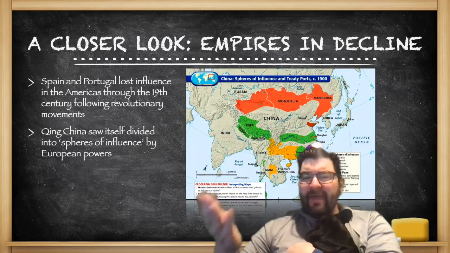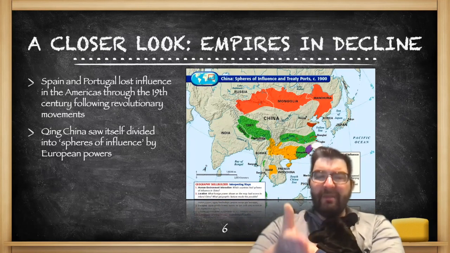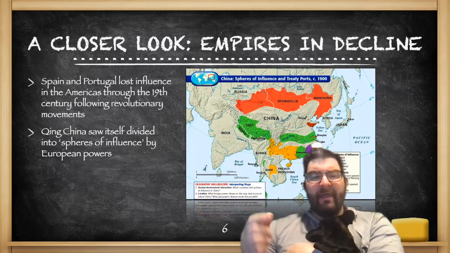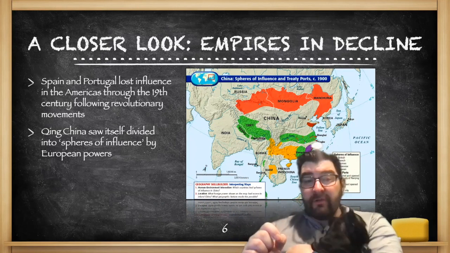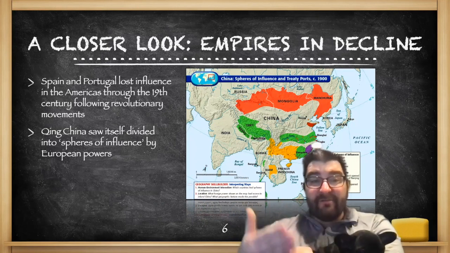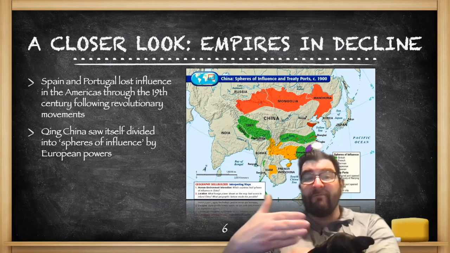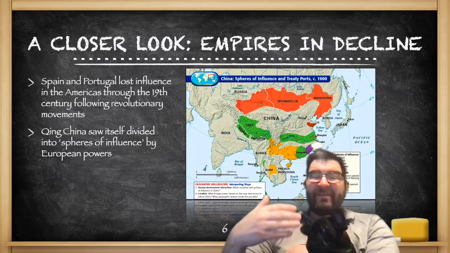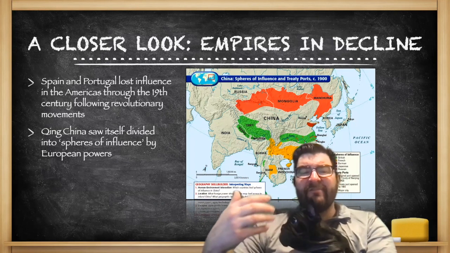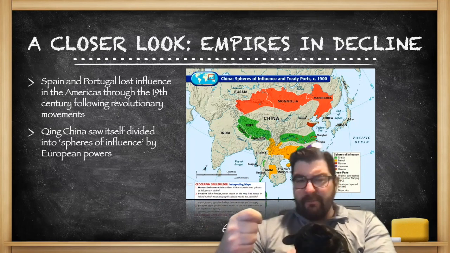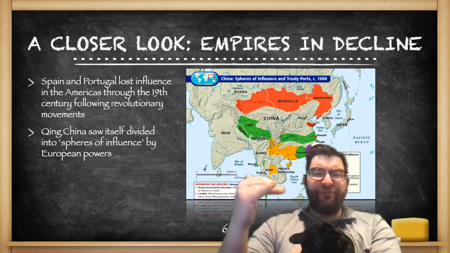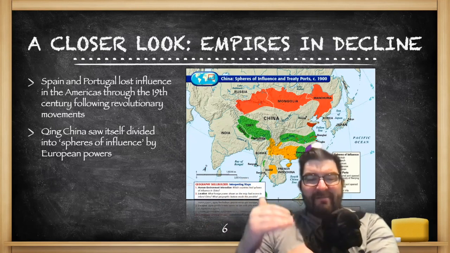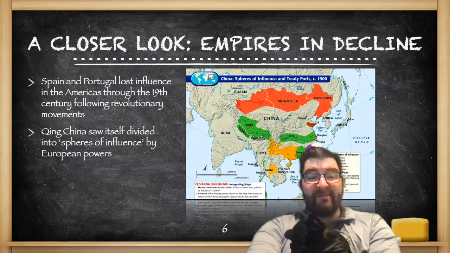You can't have all that expansion without some states in decline. And that's going to be Spain and Portugal losing their influence in the Americas through the 19th century following revolutionary movements. And the Qing dynasty in China will see itself divided into what are known as spheres of influence by European powers, where the Qing dynasty is experiencing less and less control over its empire.